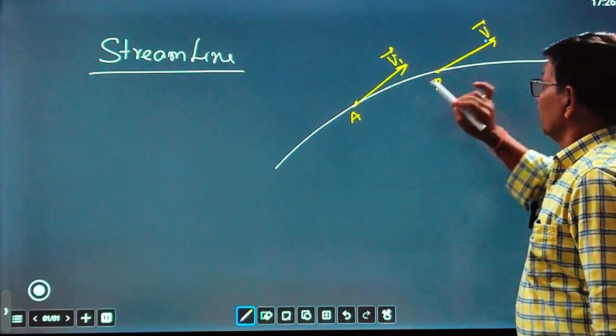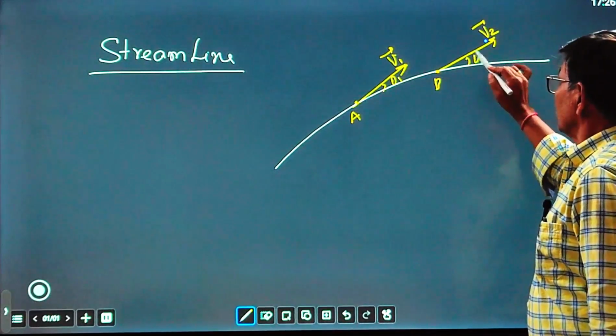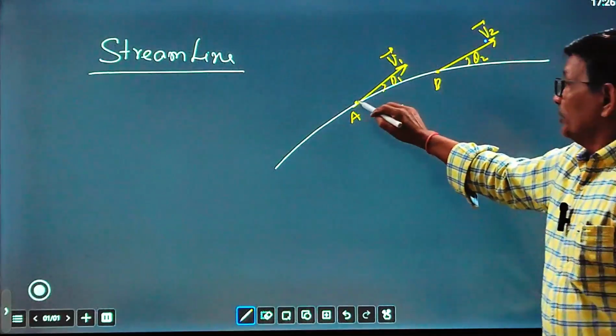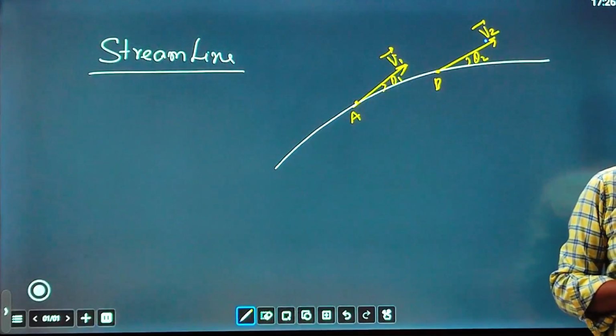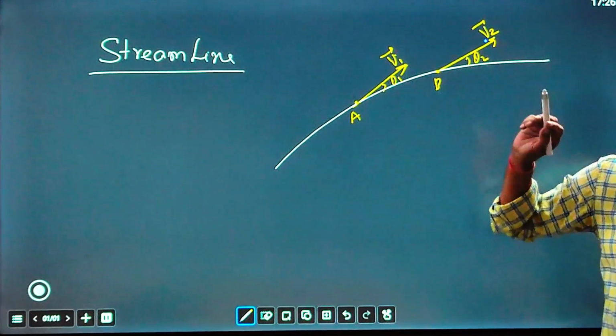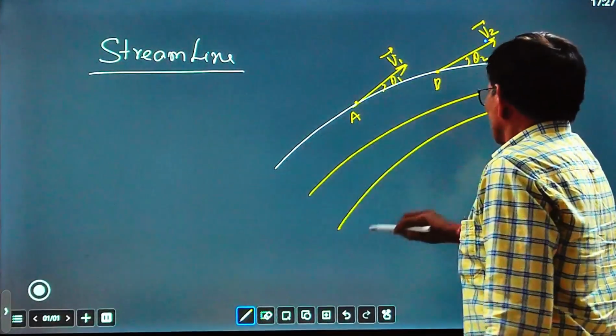Here suppose velocity v1, here velocity v2, and this is an angle theta 1, this is angle theta 2. So this is direction, and a tangent drawn at any point will show direction and magnitude of velocity at this point. So this is the concept of streamlines. There are so many streamlines.